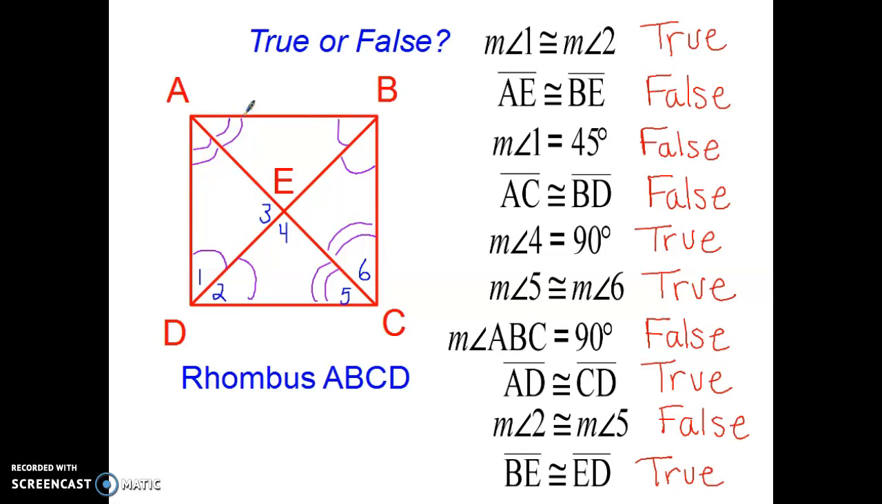The next true statement is that angle 4 equals 90 degrees. The diagonal lines are perpendicular in any rhombus. Angle 5 and angle 6, that was similar to the top statement.